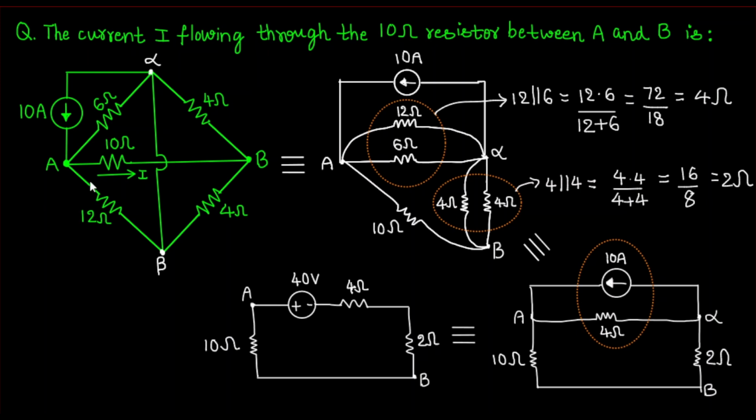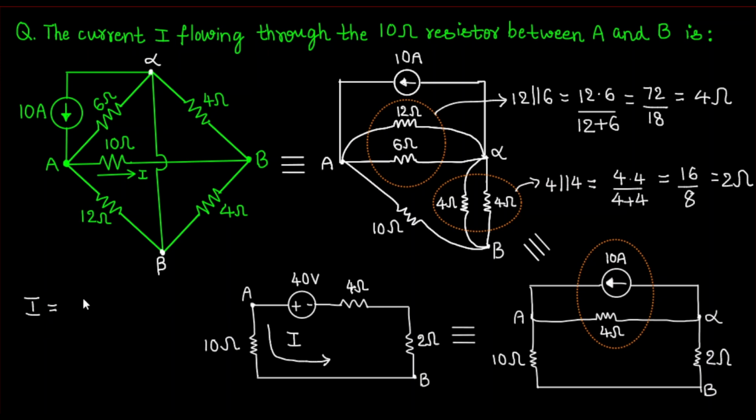Now look at the question. They are asking the current which is flowing from the points A to B, which is flowing through this 10 ohm resistance. So they require this current. As this is a voltage source, it supplies energy in this direction. So the current will obviously flow away from the positive terminal of the voltage source. So the final answer which we want can be easily obtained by using KVL.